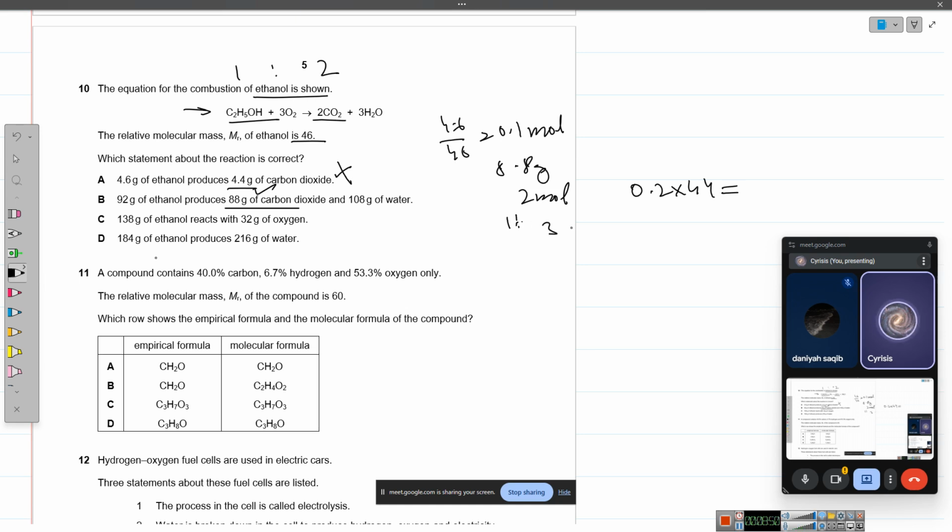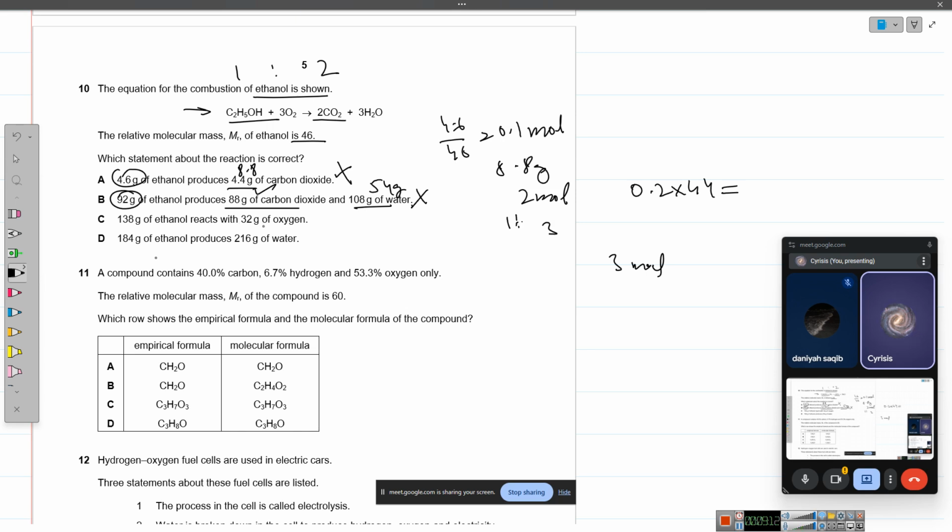So 18 into 3. 18 into 3 is 54 grams, which is wrong. It should be 54 grams. That's going to be wrong, right? This is 8.8 grams for this. I'm measuring from this, right? So both these options are now correct. 138 grams of ethanol, right? 138 divided by 46, that's going to be 3 moles, right? So 3 mole is there.